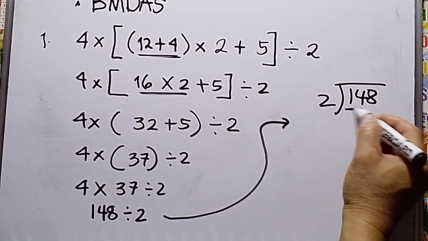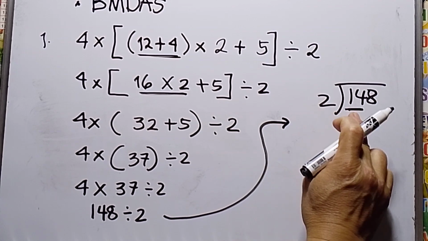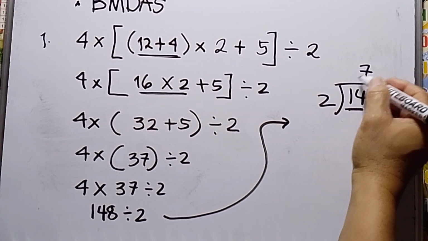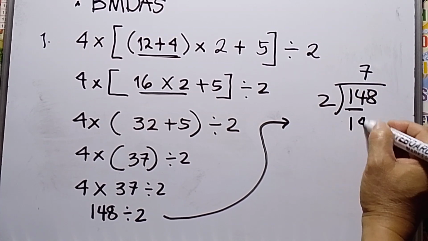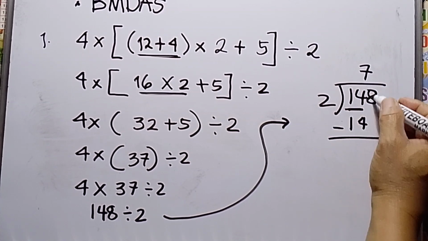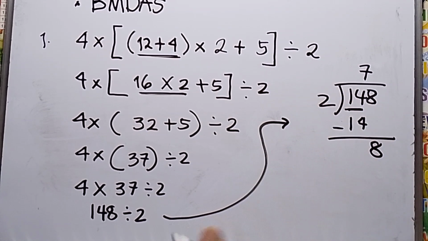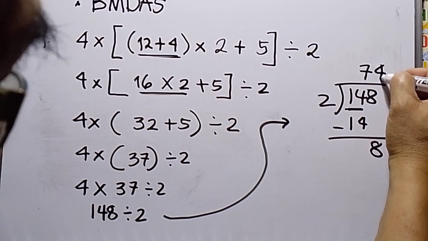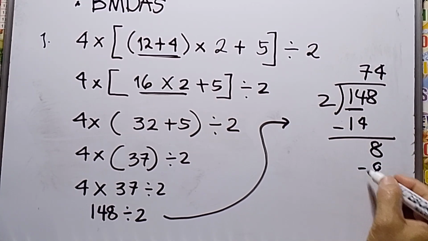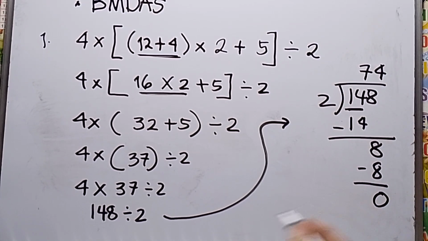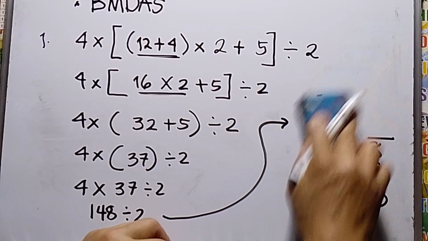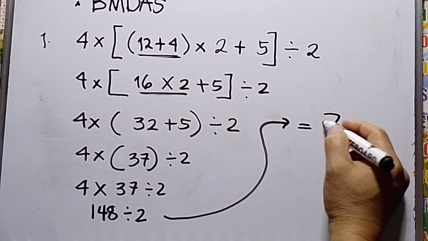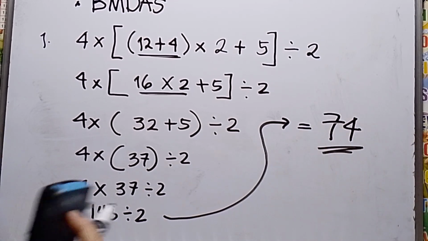So I will use 14. How many 2 do I have in 14? So 7. It should be in line with column 4. Then multiply 7 times 2 is 14. Take away, that will be 0. Then you need to bring down 8. So how many 2 do I have in 8? So I have 4. 4 times 2 is 8. 8 take away 8 is 0. So therefore, the answer for number 1 is 74. So that's all for number 1.